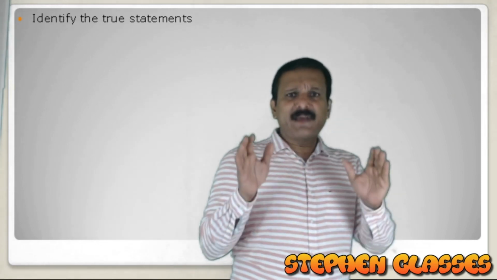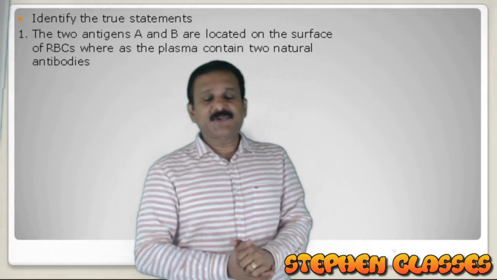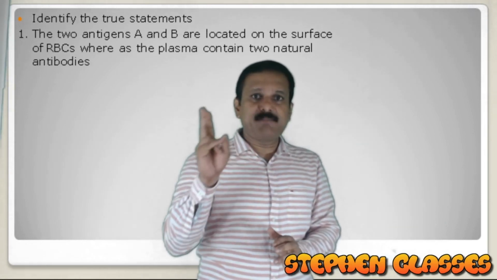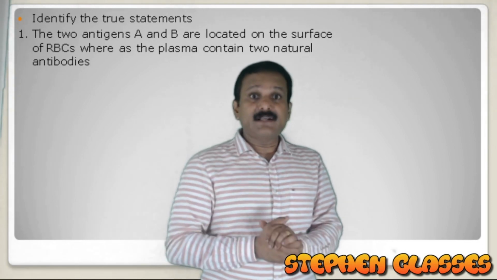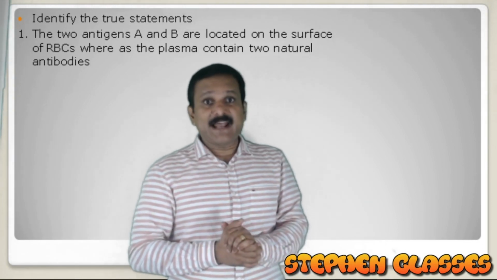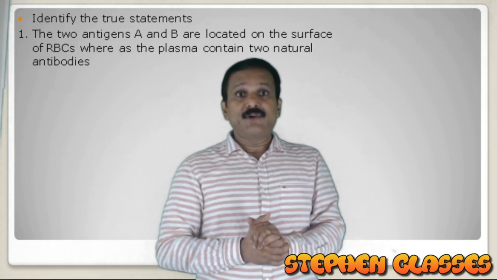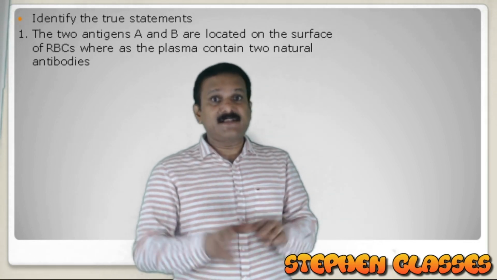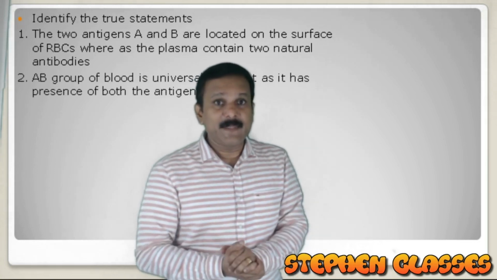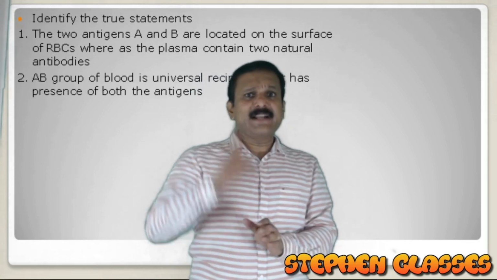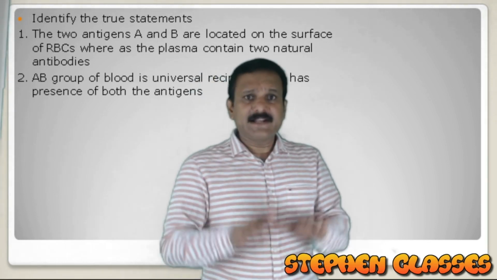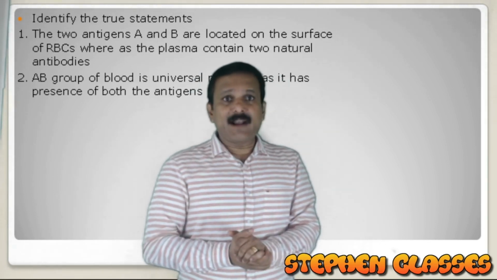So here we have the next question. Again, this is based on the blood group that we discussed earlier. Identify the true statements. Statement 1: two antigens A and B are located on the surface of RBC, whereas the plasma contains two natural antibodies. What can you say about the first statement? That is a correct one. Then what about the second?